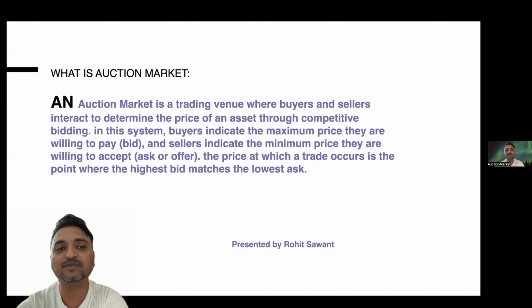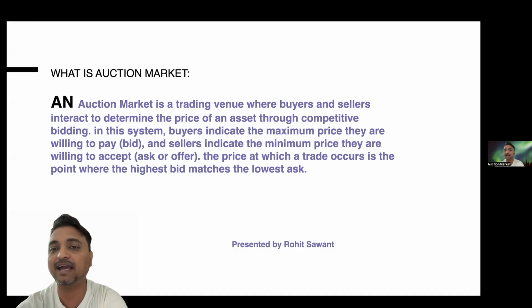So I'll just brief you. This auction market is a trading venue where buyers and sellers interact to determine the price of an asset. The asset can be anything: an index, a stock, a commodity, through competitive bidding. Bidding has to be very competitive. It cannot be less aggressive or very aggressive. It should be competitive, between the fair value range.